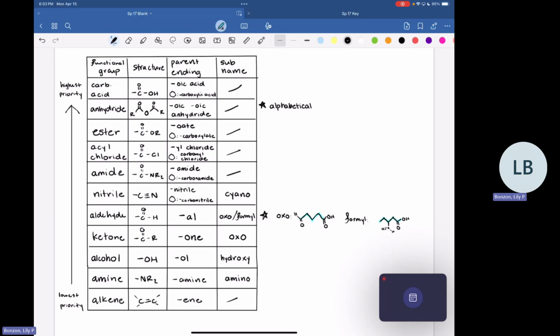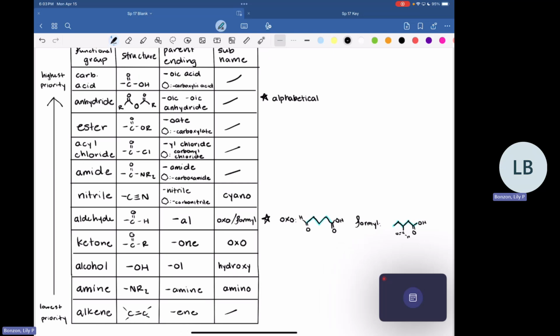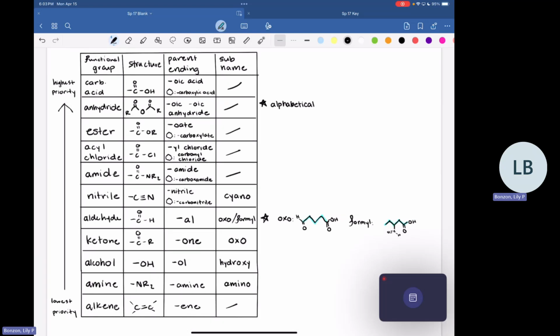So at the top we have carboxylic acid, so that's going to be the highest. Next is going to be anhydride, although this one is less likely to be on the nomenclature. You're more likely to see the other functional groups. You've got your esters, acyl chlorides, amides, nitriles, and then some of the other stuff that we've gone over before, aldehydes, ketones, so some earlier stuff. So yeah, take a picture of this, look it over, and we'll go ahead and get into our nomenclature.